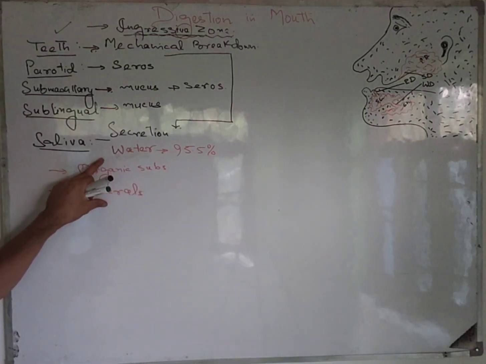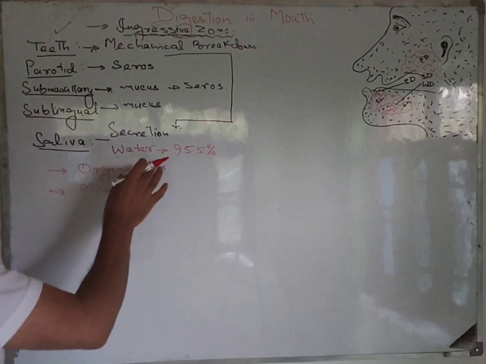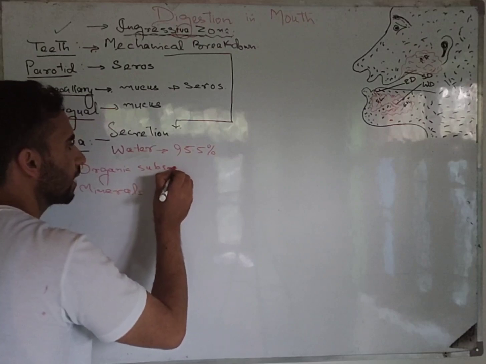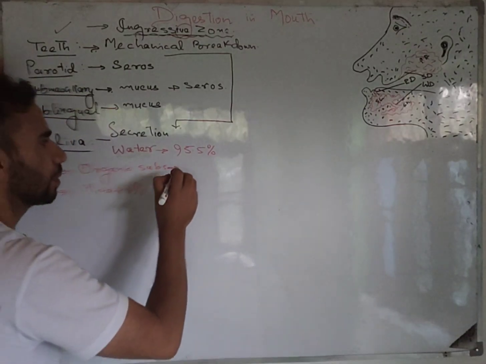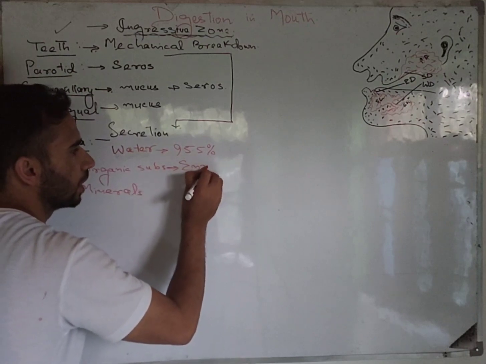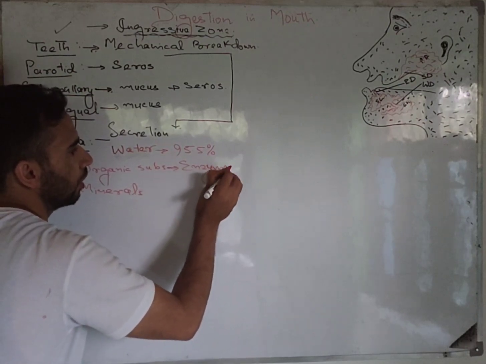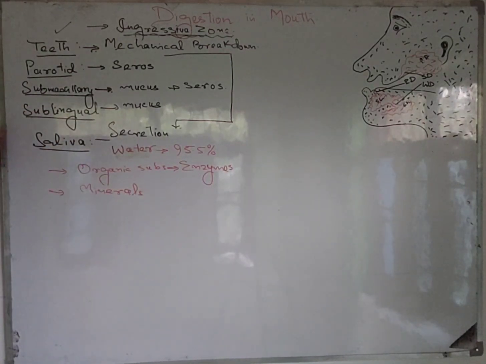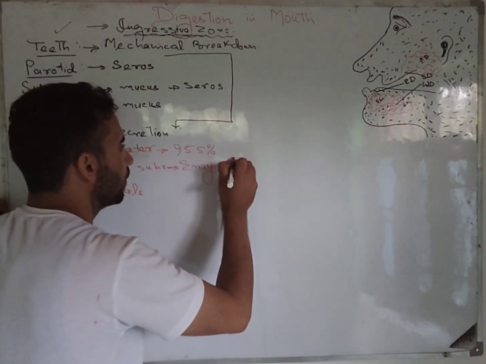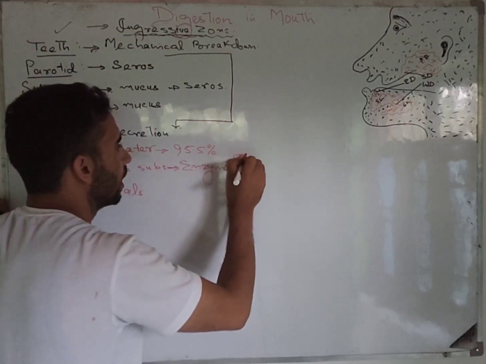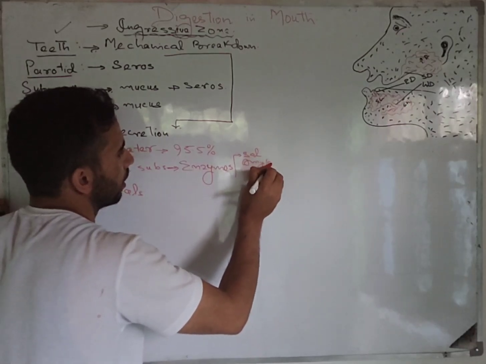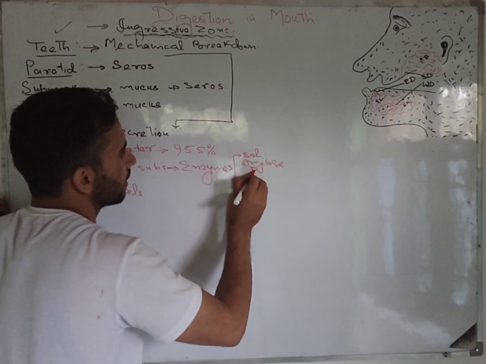But the most important function, the process of digestion, takes place because of the organic substances. And the organic substances of the saliva are present in the form of enzymes. These are the important organic substances. We have different types of enzymes. The first enzyme is known as salivary amylase, which is also known as ptyalin.